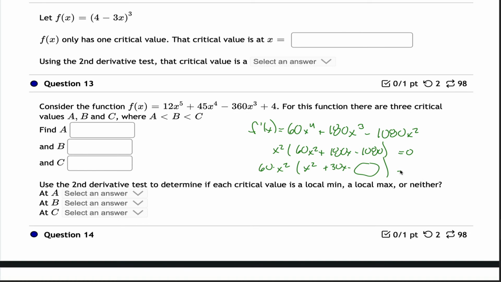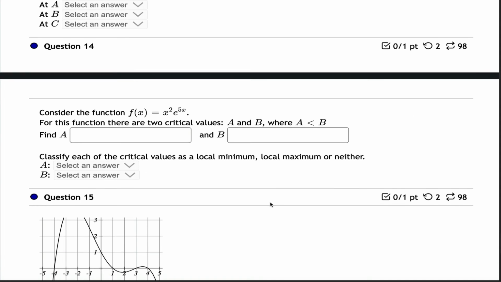Anyways, you'll get 2 critical values, right? 1 from this and then 2 from this. And you'll write those critical values here, here, and here, smallest, medium, largest. And then you'll use your second derivative test to figure out whether these critical values are local mins, local maxes, or neither.